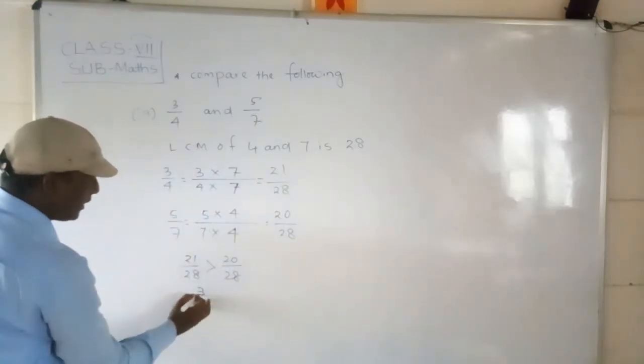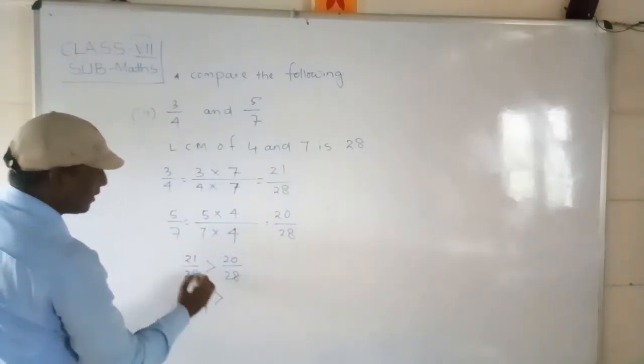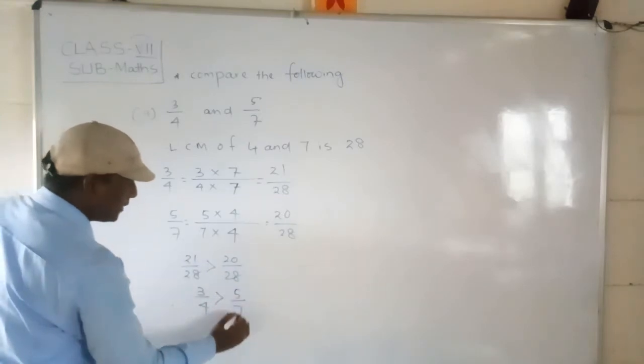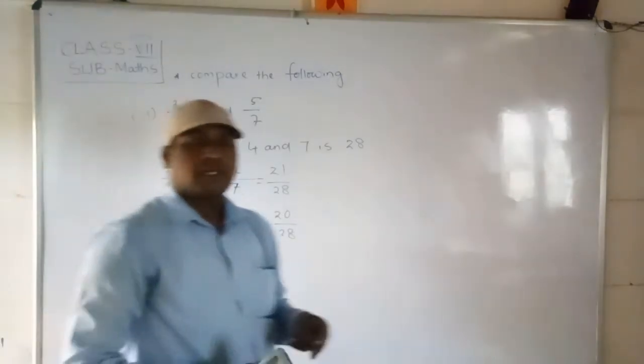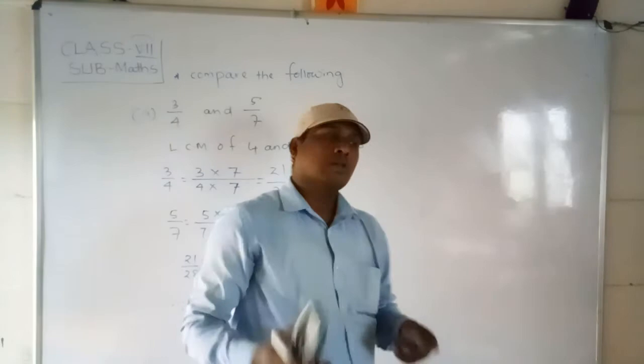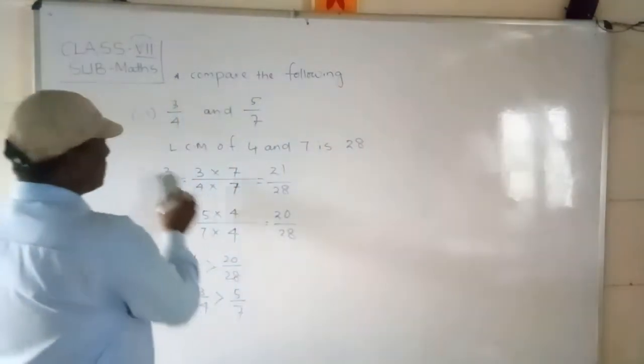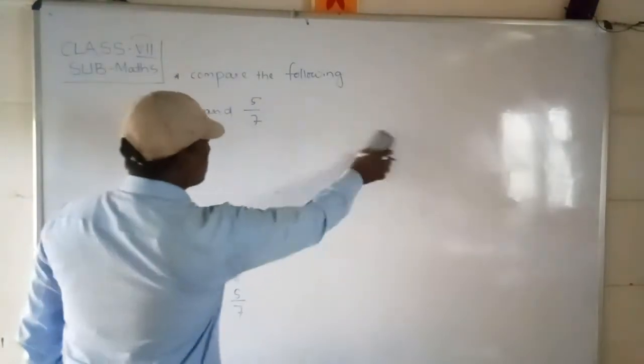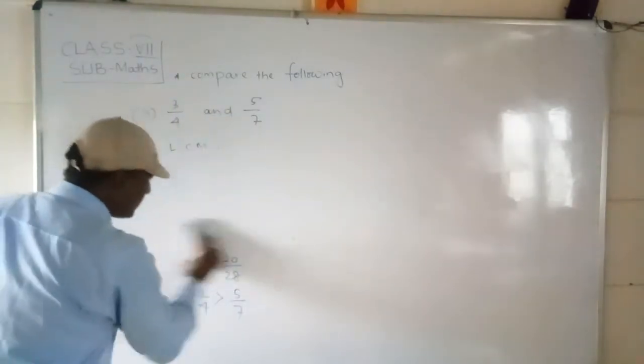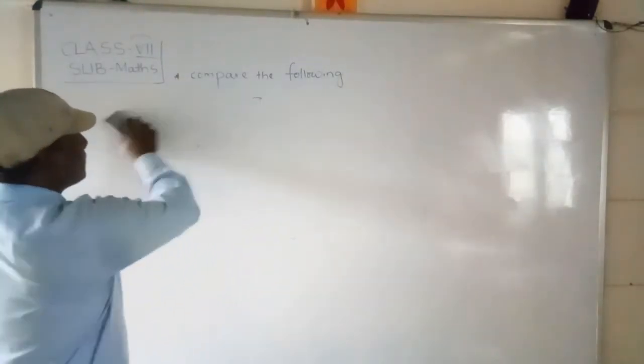So 3/4 is greater than 5/7. Are you clear? I hope you have understood. Okay, so practice this, and after that you can easily do this. Now we will do the ascending and descending order of fractions.